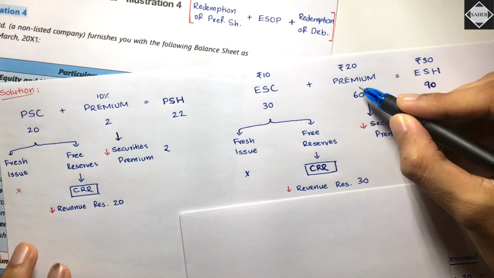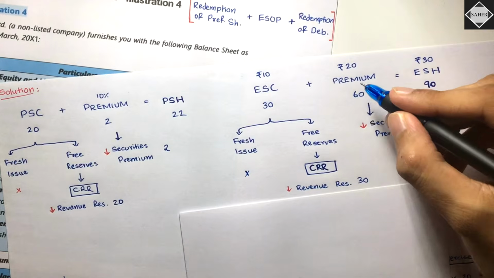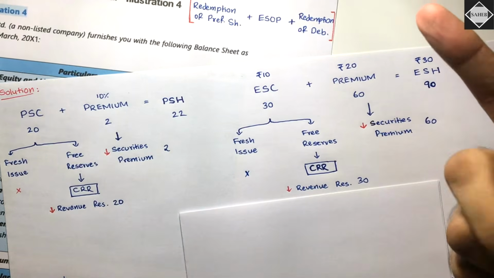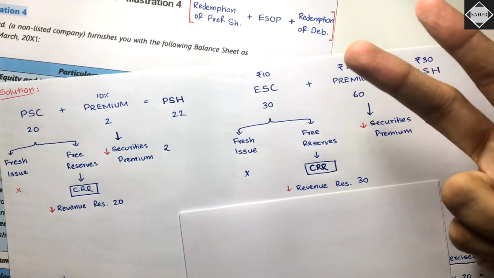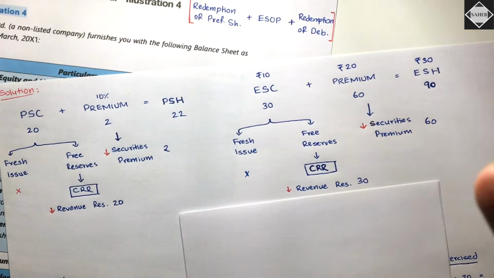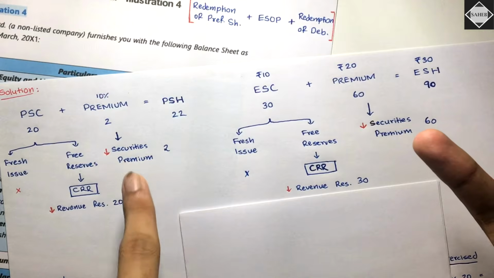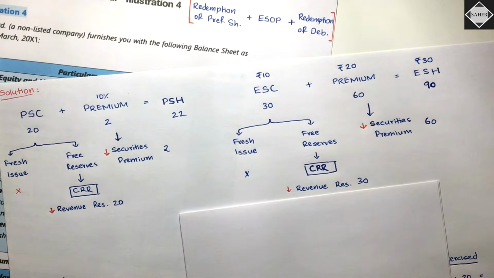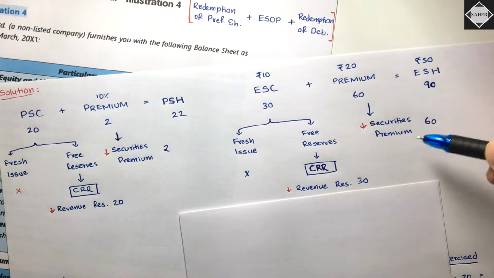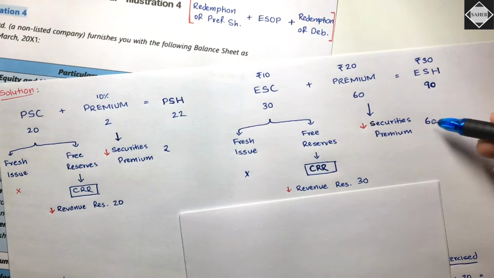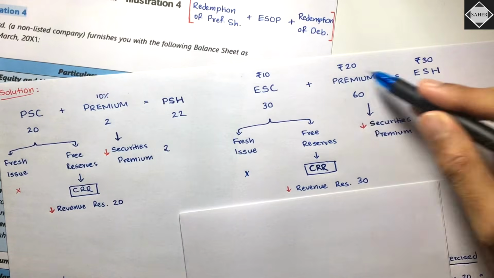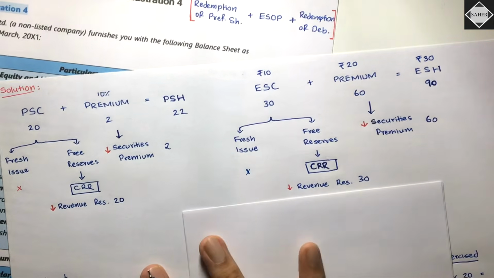Now for premium on buyback, we can utilize free reserves as well as securities premium. Companies Act permits that. You can utilize free reserves such as P&L, general reserve, revenue reserve and all, as well as securities premium. But this thing is not allowed over here, but here it's allowed directly. So we'll utilize the securities premium by 60 lakhs. 60 lakh premium was there and we utilize the securities premium completely.